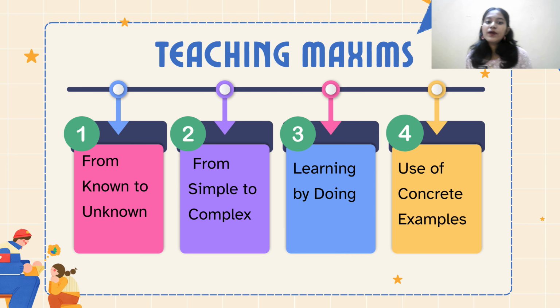Next, the teacher applied the maxim learning by doing. Students were not only listening but also actively participating. For example, the teacher included games such as the tornado spinning game and also the quiz questions. These activities allowed students to learn through experience. When students are physically and mentally involved, they are more engaged and motivated.